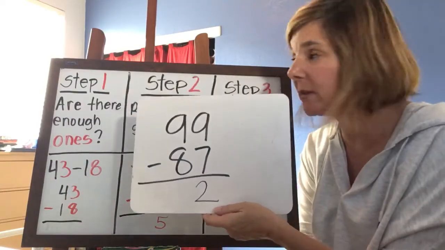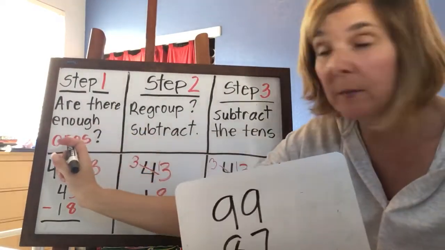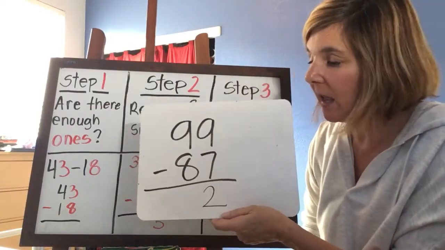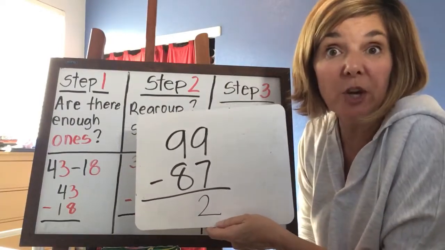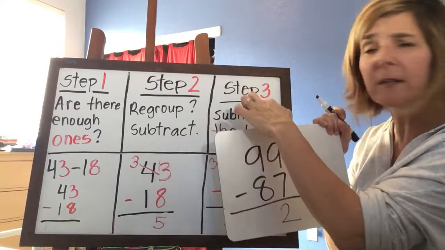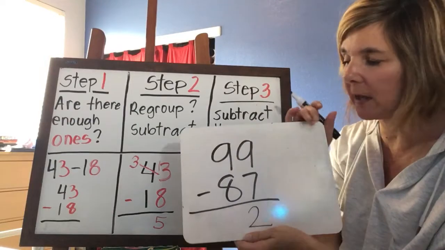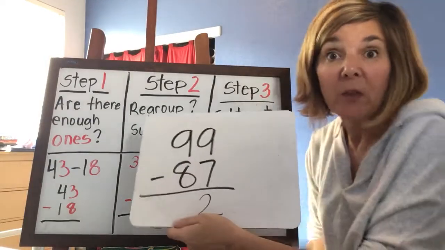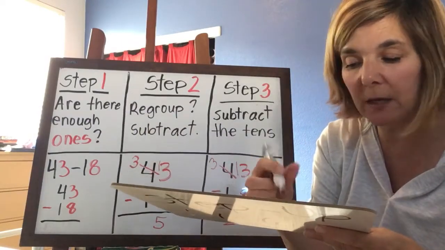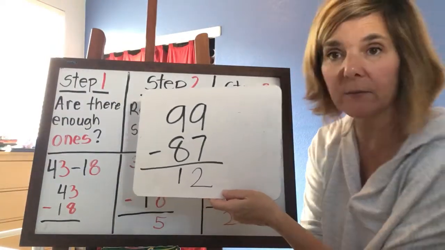Okay, I took care of my ones. Did I need to regroup? No, because my question number 1, my step number 1, are there enough ones? There were enough ones. When I have 9 of something and I give away 7, I have enough to share. I have enough to give away. Now I need to take care of my tens. I'm already on step 3 because I didn't need to regroup. I just subtracted. Subtract the tens. 9 take away 8. What is 9 take away 8? 9 take away 8 is 1. 9 and 8 are only one number apart from each other. 99 take away 87 is 12.